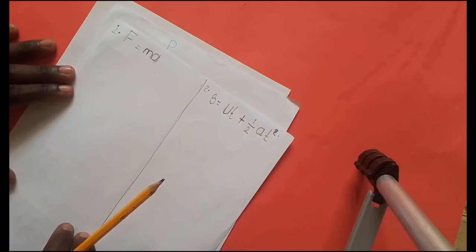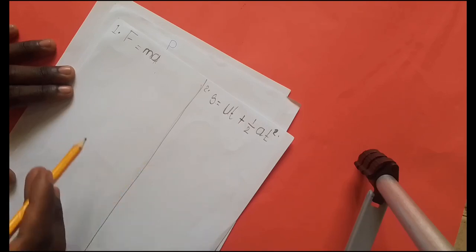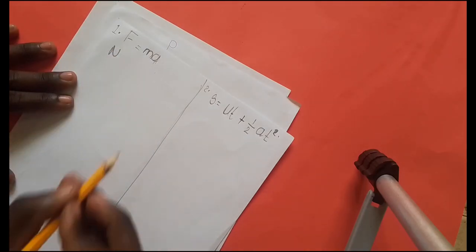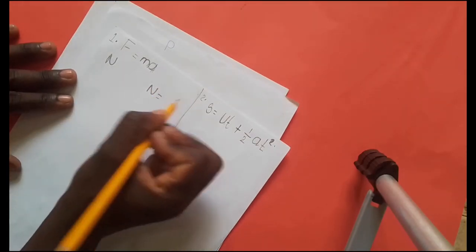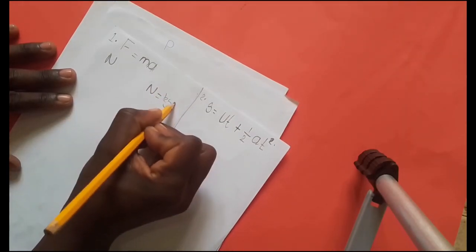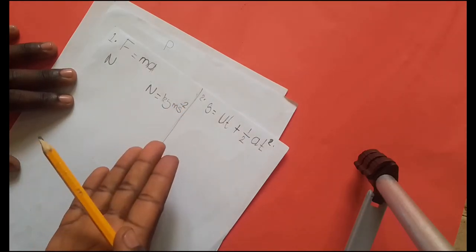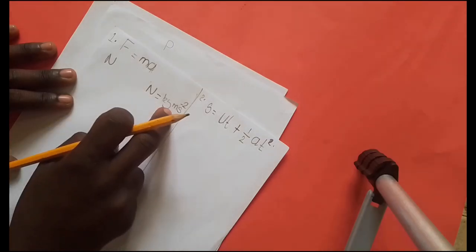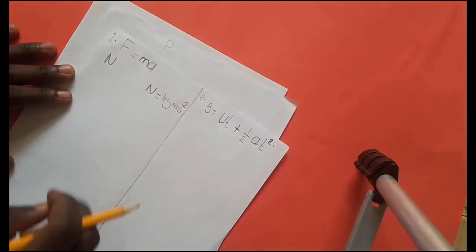I told you that the trick in verifying the homogeneity of an equation is to substitute variables with their units. What is the unit for force? The unit for force is newtons, and we know that 1 newton, let's just write that aside, 1 newton is equal to a kg meter per square second. So just keep this in mind, okay? So let's substitute N with this in equation 1, right?